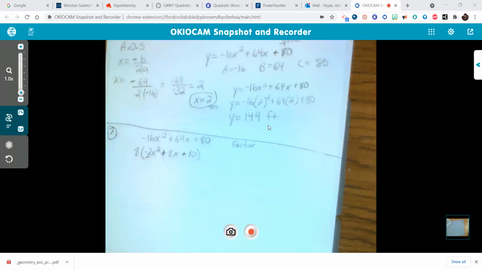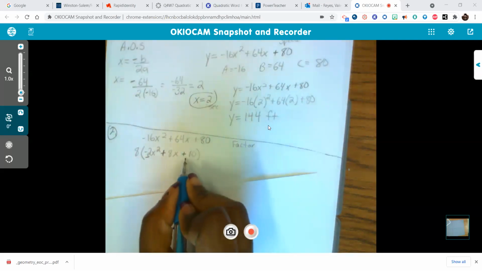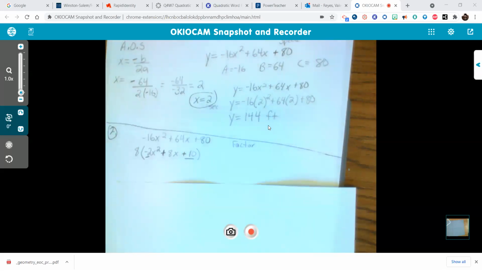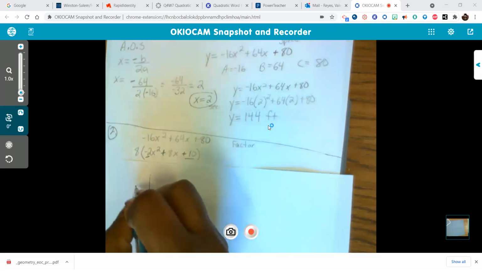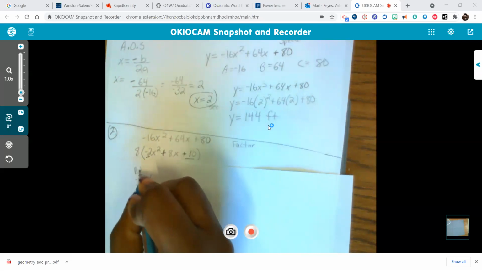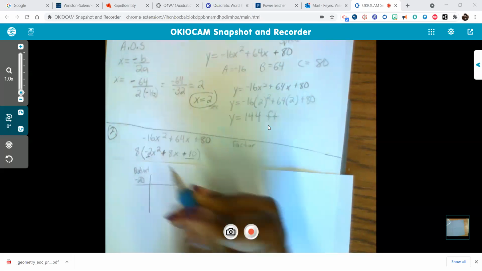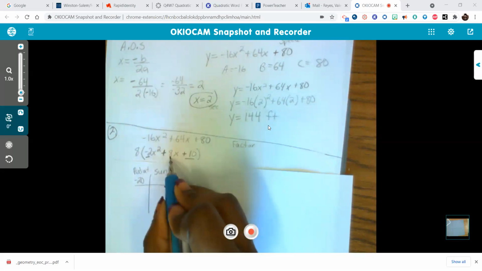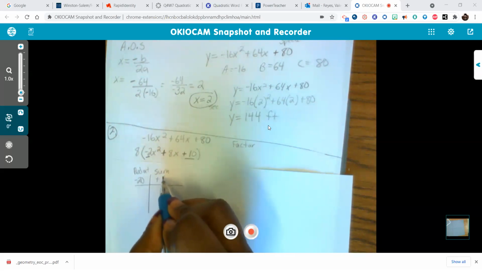So what you do, take a little scrap piece of paper. I'm going to multiply the first and the last number together. When I multiply these two numbers together, it gives me a negative 20. So I'm going to make my table, and I have negative 20, the product. What two numbers can be multiplied together to give me a negative 20, but when I add them together, it gives me this middle number, a positive 8?